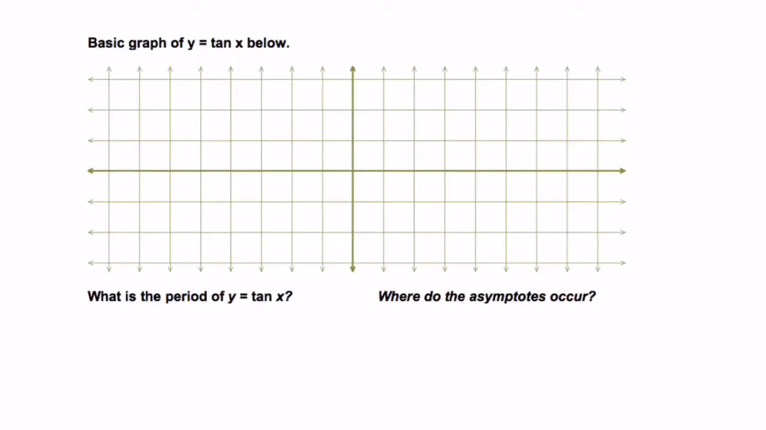I always remember when graphing tangent that tan is sine over cos, and that helps me remember where the asymptotes are going to be. I always know this is undefined where the denominator equals 0. So where does cosine equal 0?